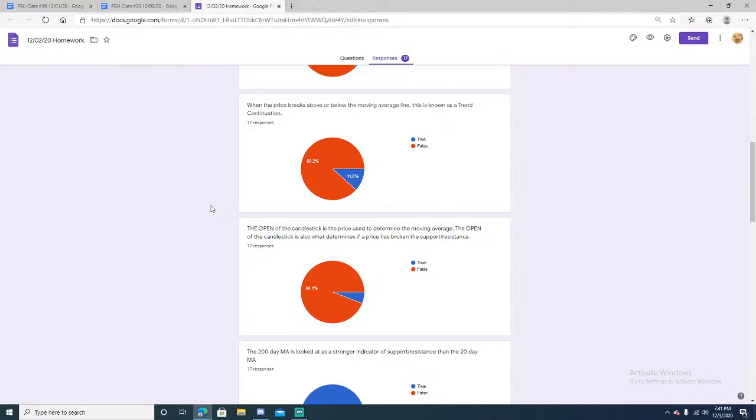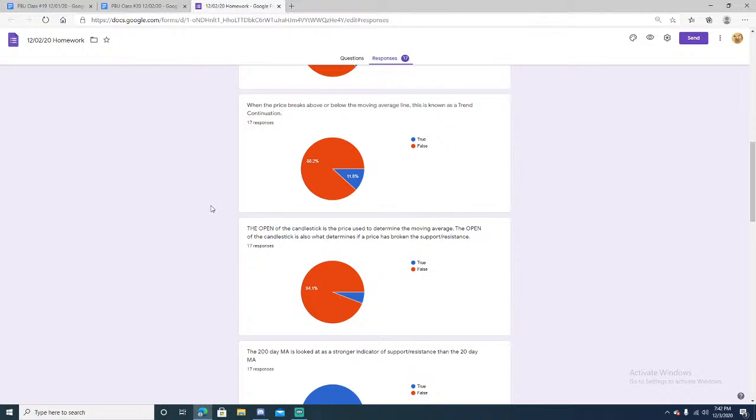When the price breaks above or below the moving average line, this is known as a trend continuation. False. When the price breaks above or below the moving average line, this is actually a trend reversal. So once the price crosses the current moving average that you're looking at, that might mean a trend is starting to reverse, as opposed to when the price is staying above the moving average or below it, which is how a trend continues.